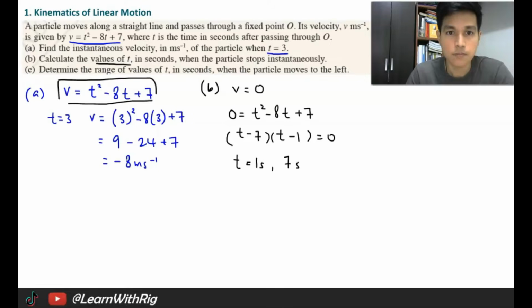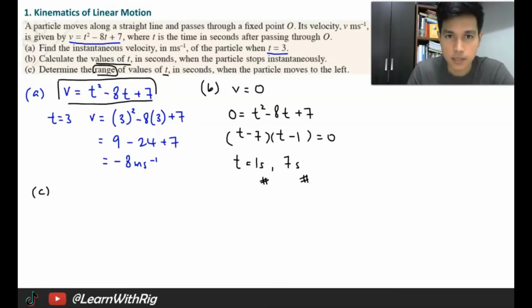So it stops at 2 times. One is when t is equal to 1 and the other is when t is equal to 7. These are the 2 times that it stops. Okay, next question C. Determine the range. So they want the range now.